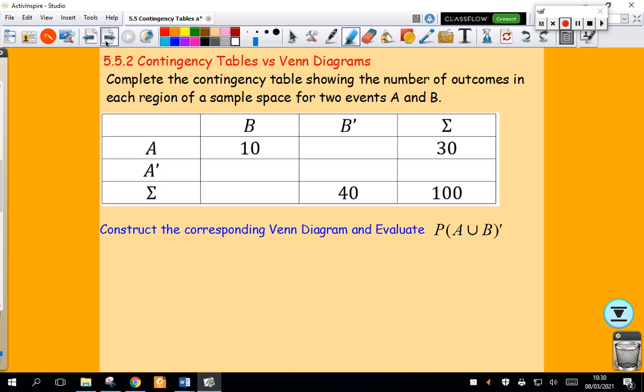Let me look at another example. Here's a contingency table showing the number of outcomes in each region of a sample space for two events A and B. I want to complete it. Remember, these are sums, so 30 plus this thing has to be 100, so that has to be 70. This has to be 60 because it must add to 40 to give me 100. This has to be 50 since it has to add to 10 to give me 60. This must be 20 since it must add to 50 to give me 70. And finally this must be 20 because it must add to this 20 to give me 40.